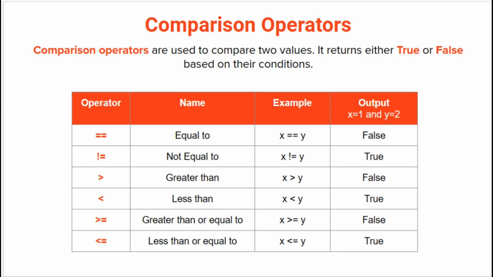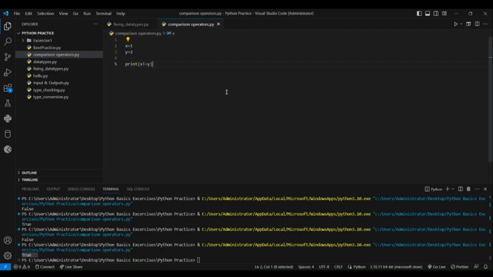Greater than operator. The greater than operator is used to check if the left value is greater than the right value. It returns true if the condition is met, otherwise, it returns false. Here, I'm changing the not equal to operator to the greater than operator in the print instruction. It returns false because the left value is not greater than the right value, which means x is not greater than y.